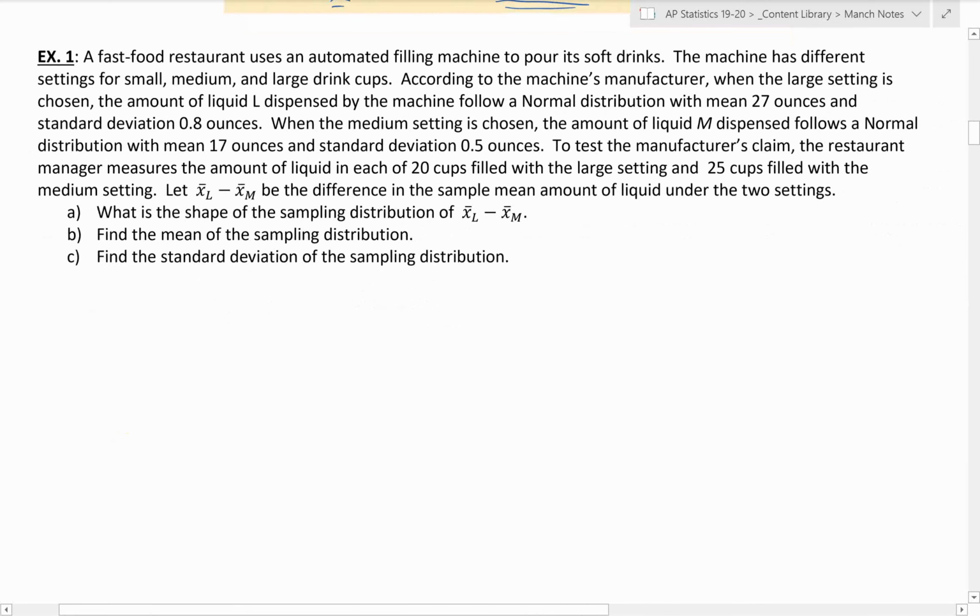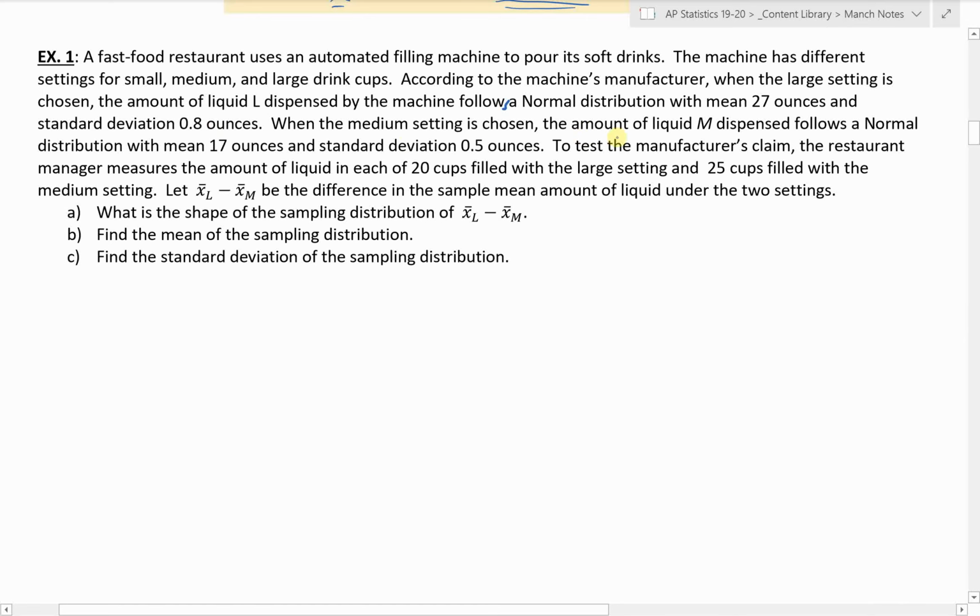It says a fast food restaurant uses an automated filling machine to pour its soft drinks. The machine has settings for small, medium, and large drink cups. According to the machine's manufacturer, when the large setting is chosen, the amount of liquid L dispensed by the machine follows a normal distribution with mean 27 ounces and standard deviation 0.8.